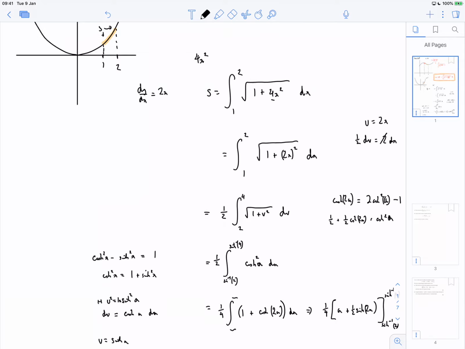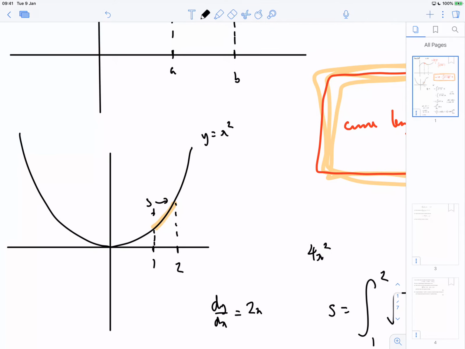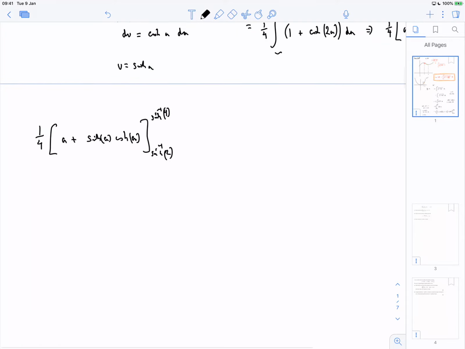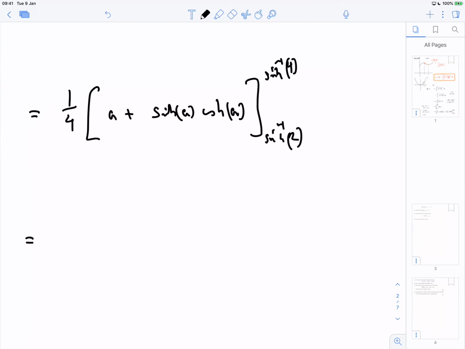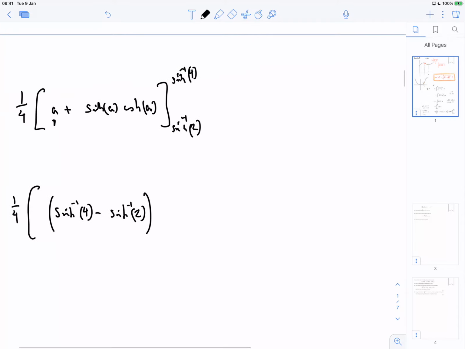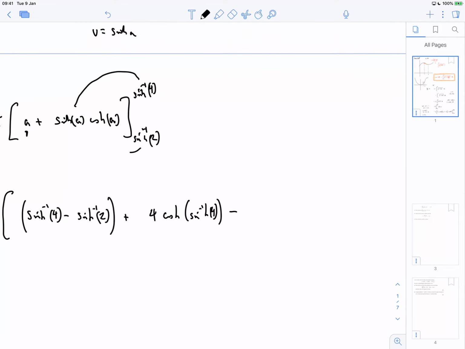So notice how we were just dealing with a really simple quadratic function. All of a sudden, just to find the length of it, we have to use hyperbolics. It wouldn't seem intuitive why that would need to be the case, but by substitution it looks like that's going to be the case. So we're going to have a quarter of, and then from the a's perspective we're going to have inverse sinh of 4 minus inverse sinh of 2, plus, and then when I sinh an inverse sinh, that's going to be 4 cosh of an inverse sinh of 4, minus, and then we're going to have 2 lots of cosh of an inverse sinh of 2.